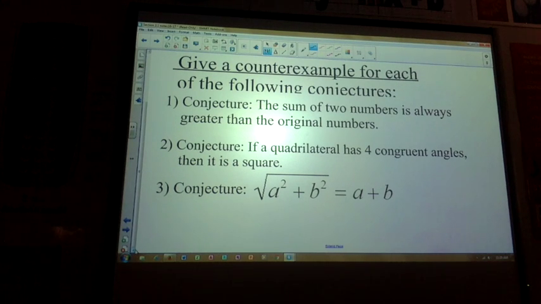Conjecture: if a quadrilateral has 4 congruent angles, then it is a square. What does a congruent angle mean? Equal. So, a quadrilateral is a 4-sided object. So if I have 4 congruent angles, if they were all 90 degrees, that makes it a square. Agree? Oh, wait, we got a rectangle to throw into the bunch, don't we? So we have a counterexample. Conjecture: the square root of a squared plus b squared is equal to ab.